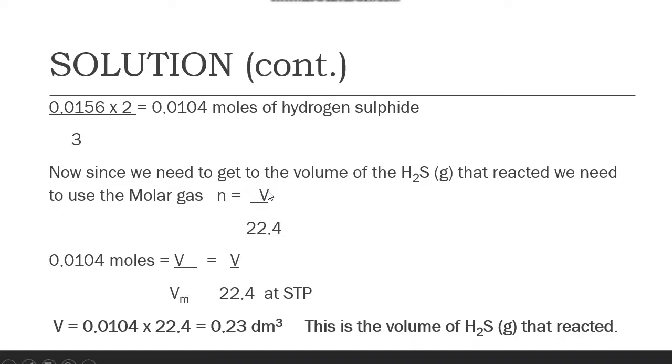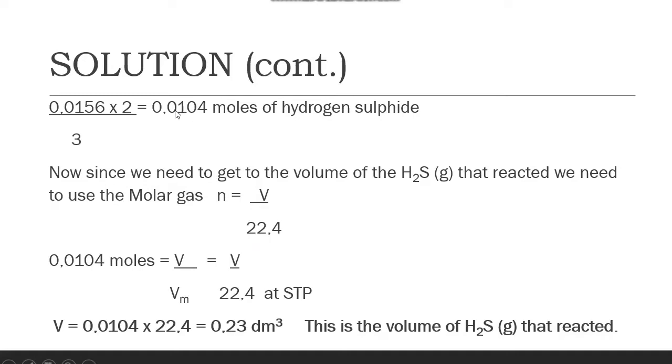But that isn't what the question asked. The question asked, what was the volume of the hydrogen sulfide gas that reacted? So now we need to go to that summary of the molar gas equation and the magic figure of 22,4 decimeters cubed, which is the volume that 1 mole of any gas occupies. We don't know this volume. This is the unknown that the question's asking us for. So we've made n the subject of the formula, which is the volume divided by 22,4.